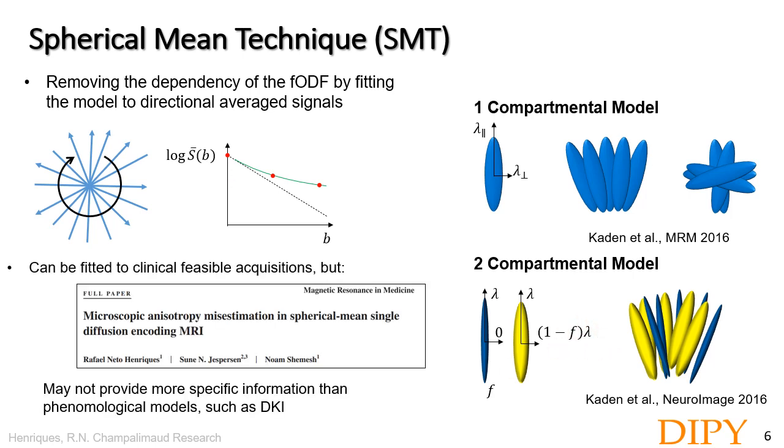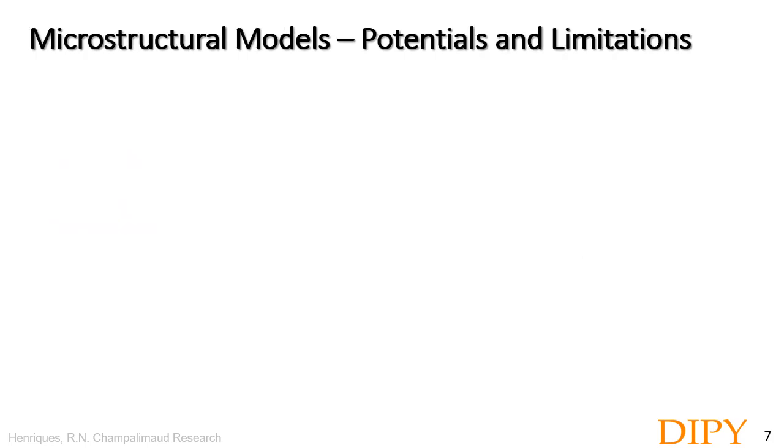While this model can provide a nice representation of the signal decay, a recent study from my lab showed that due to its constraints, these SMT models do not provide more specific information than DKI, and thus, they should not be used as microstructure models, but just as phenomenological models. This leads me then to discuss what are the real potentials and limitations of microstructure models.